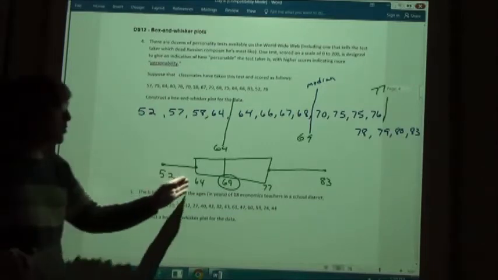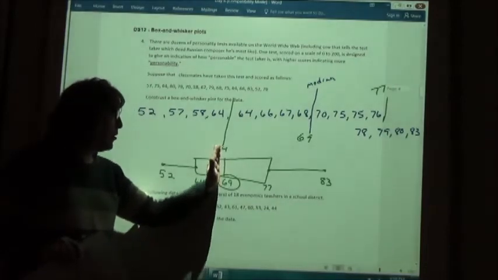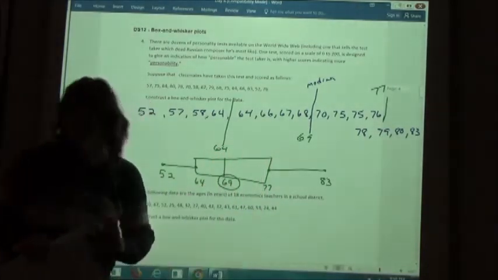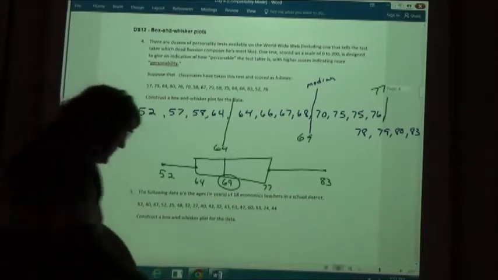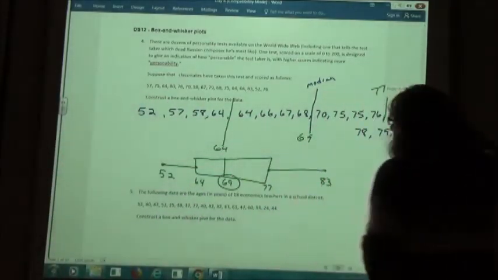And 69 is closer to 64, so that bar should be closer to the 64 end than to the 77 end, if I would draw it properly. You're going to have a little slidey thing. You'll see when you put it in there. It'll look prettier than mine.